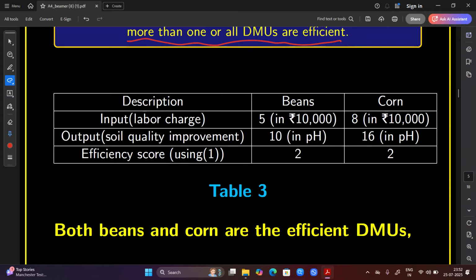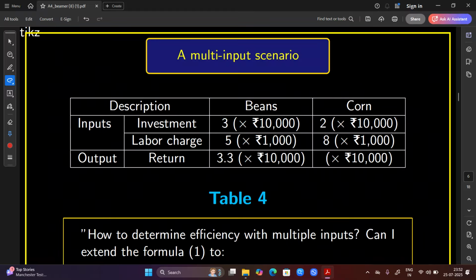Here both, that is beans and corn, are the efficient DMU. Next, this is very interesting, because it is a multi-input scenario. What is a multi-input scenario? Now just look at the table.